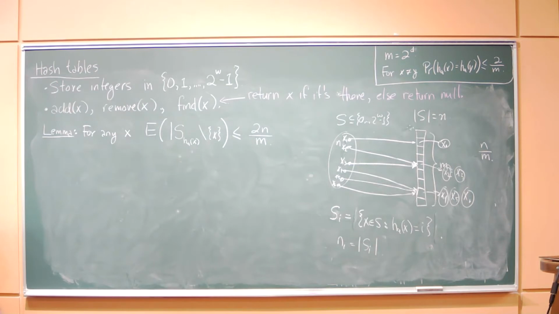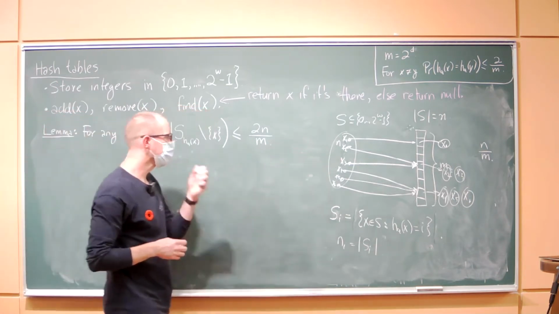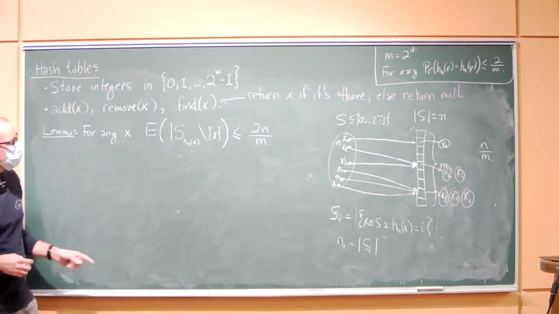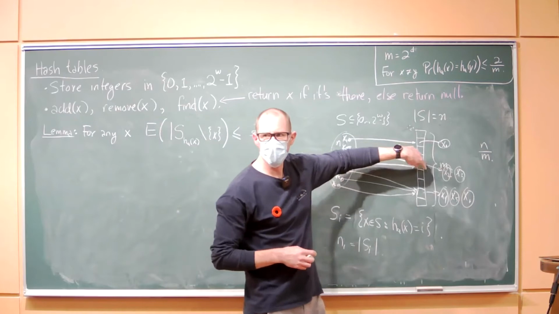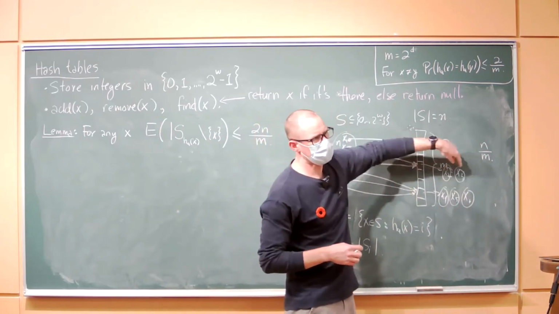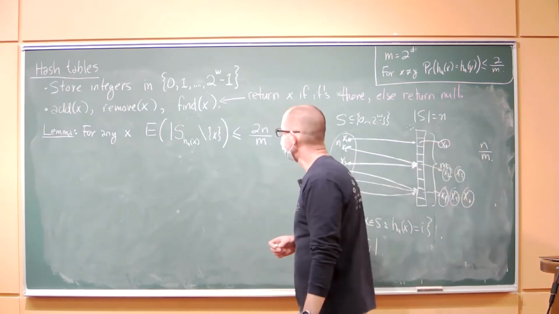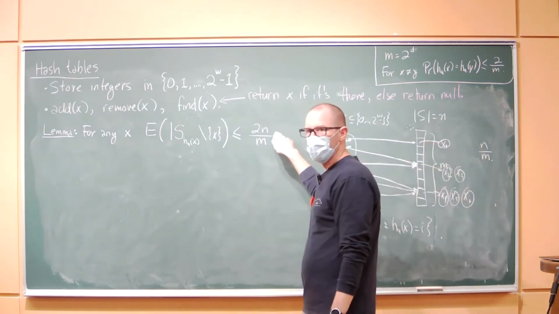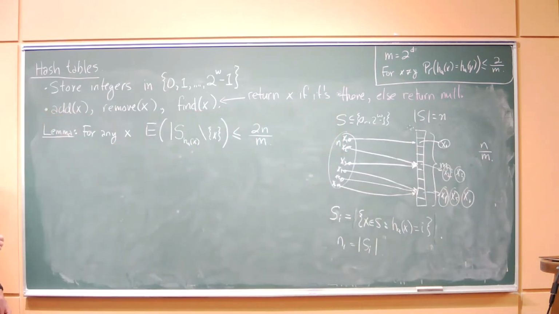Okay. So you give me any x. It doesn't matter if it's in the set here or not. I hash x and I go and look at where x would go if it was in here. There's a set of things that is there. I count them all up except for the one that may be equal to x or not. And the expected size of that thing is only 2n over m. That's really easy to see.